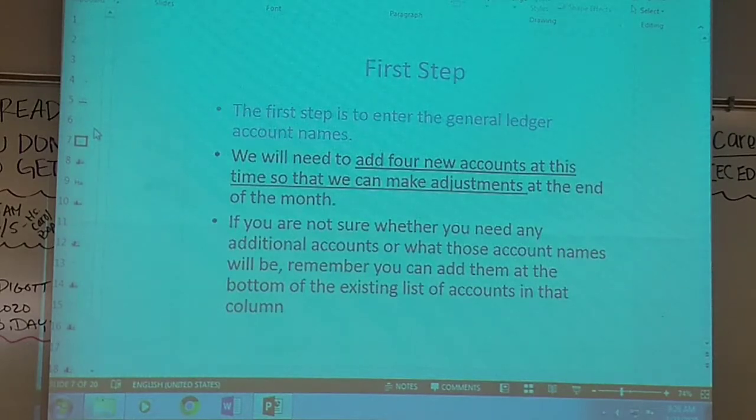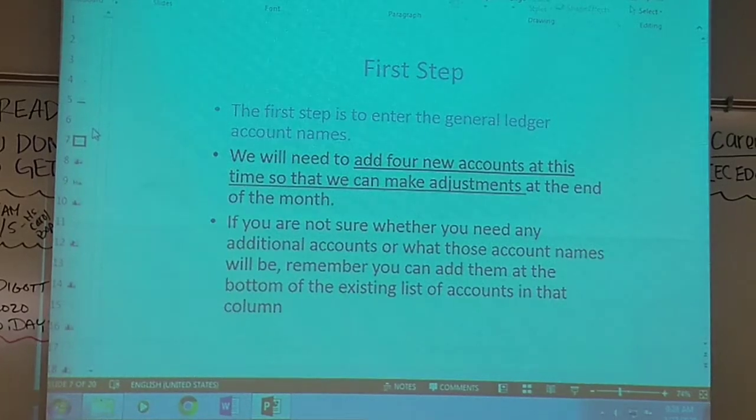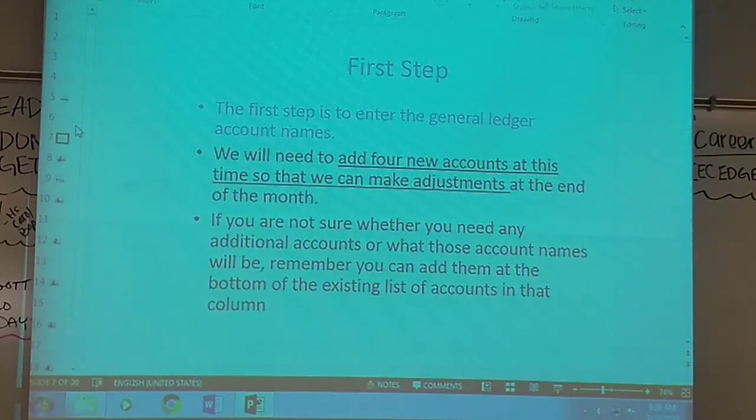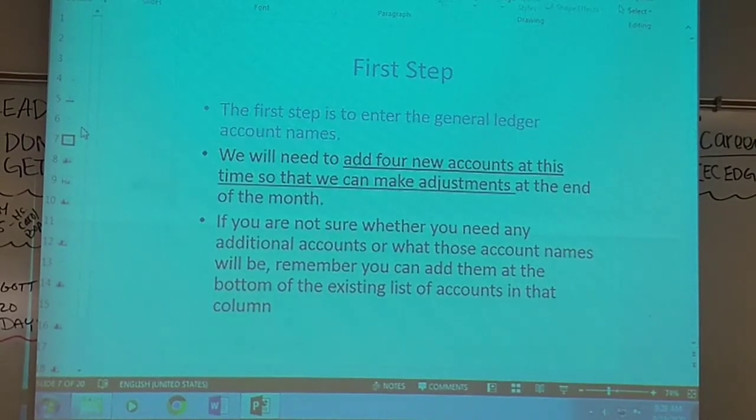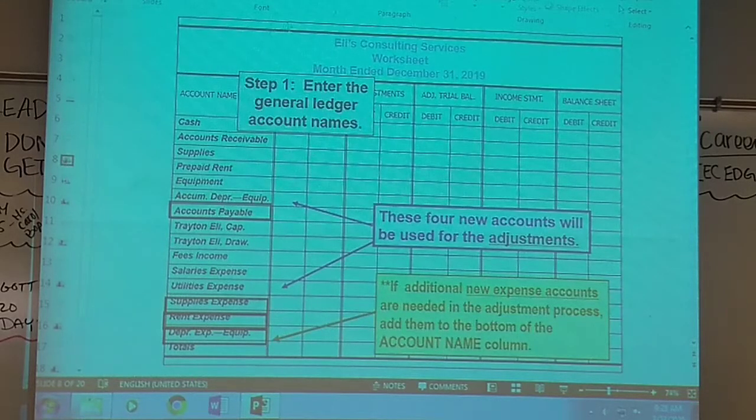Okay, first step. The first step is to enter the general ledger account names. So after we do the heading, we're going to enter the account names. So we will need to add 4 new accounts at this time so that we can make adjustments at the end of the month. If you are not sure whether you need any additional accounts or what those account names will be, remember, you can always add them at the bottom of the existing list of accounts. So let's say, for instance, you're adding it at the bottom, so it's okay. So we're going to look at here. Step 1, enter the general ledger account names.